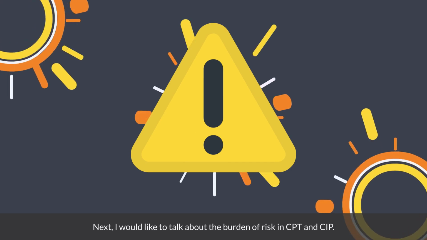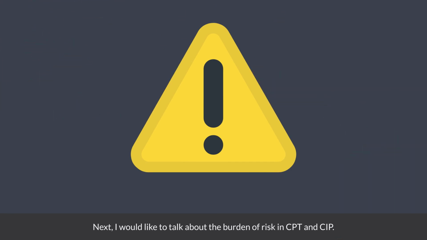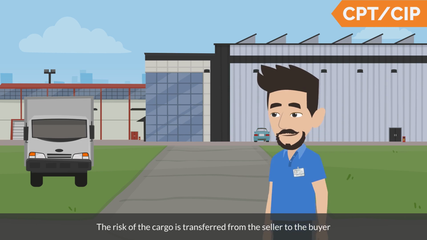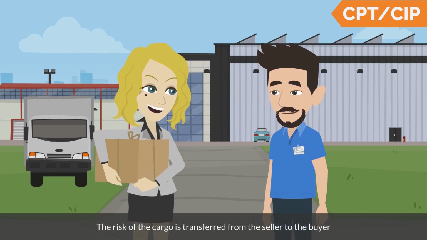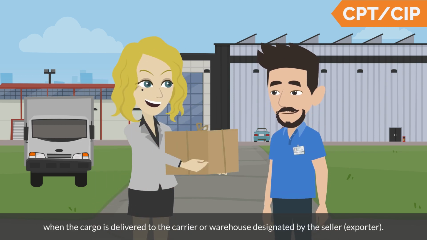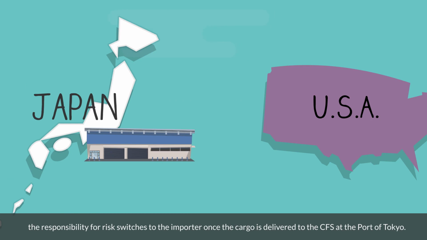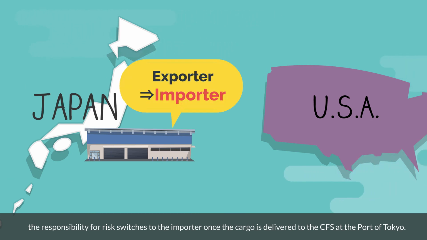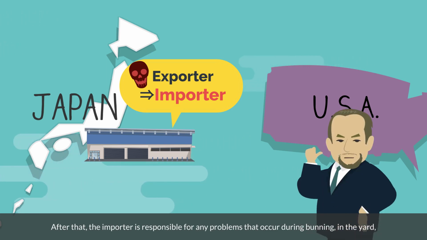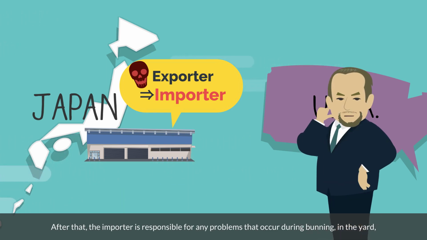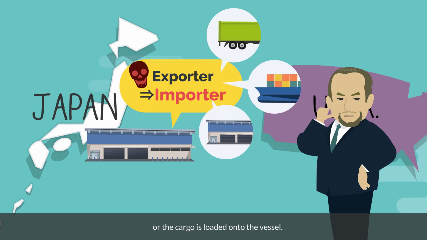Next, I would like to talk about the burden of risk in CPT and CIP. The risk of the cargo is transferred from the seller to the buyer when the cargo is delivered to the carrier or warehouse designated by the seller, the exporter. For example, in the case of a consolidated shipment from Tokyo to Los Angeles, the responsibility for risk switches to the importer once the cargo is delivered to the CFS at the port of Tokyo.